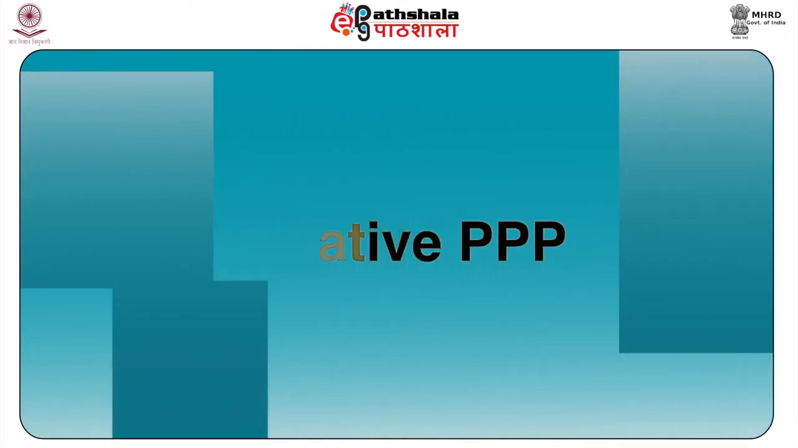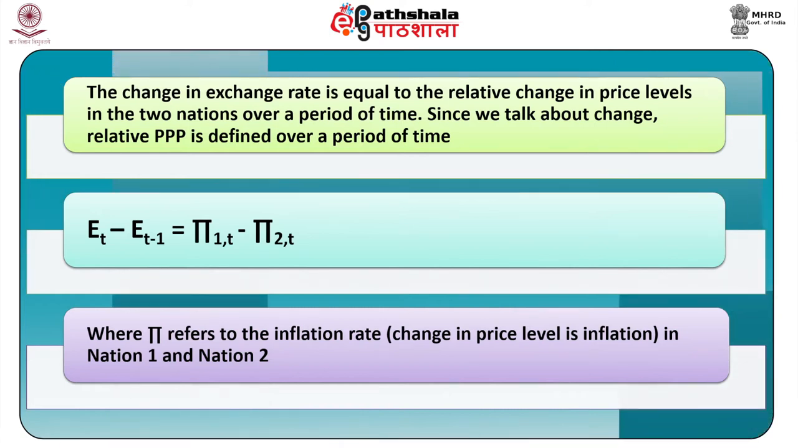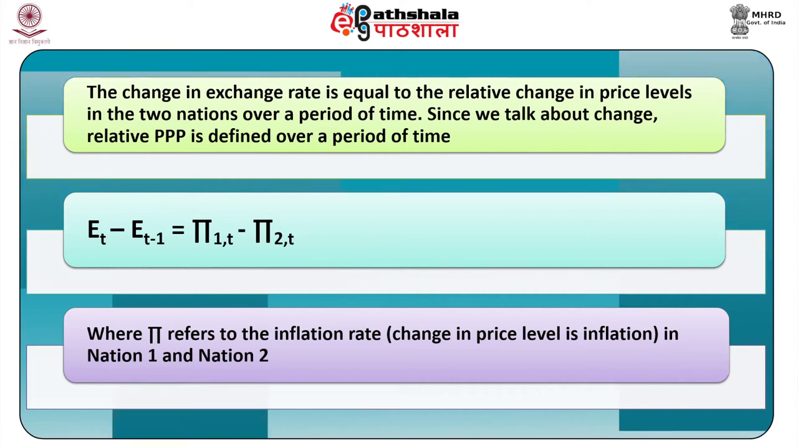Second is relative PPP. The relative form of PPP accounts for imperfections not considered by absolute PPP. Since market imperfections occur, the prices of goods are not equalized in the two nations. Rather, the rate of change in prices of a basket of goods should be similar in both nations. The change in exchange rate is equal to the relative change in price levels in the two nations over a period of time. Since we talk about change, relative PPP is defined over a period of time.